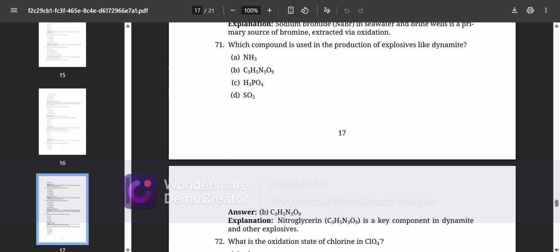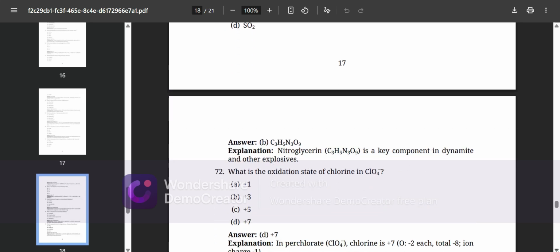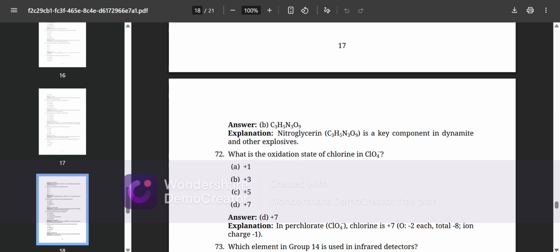Which compound is used in the production of explosives like dynamite? C3H5N3O9, nitroglycerin. C3H5N3O9 is a key component in dynamite and other explosives.